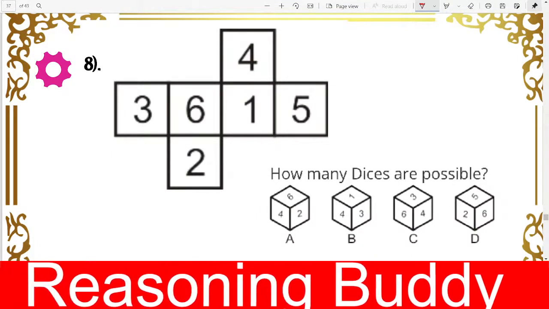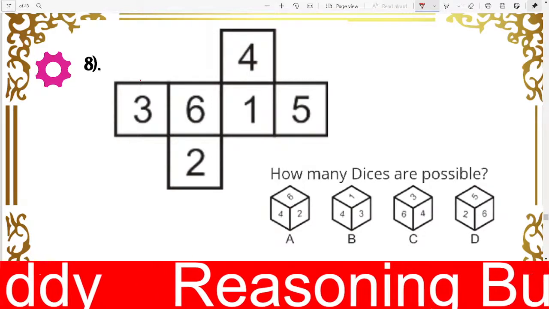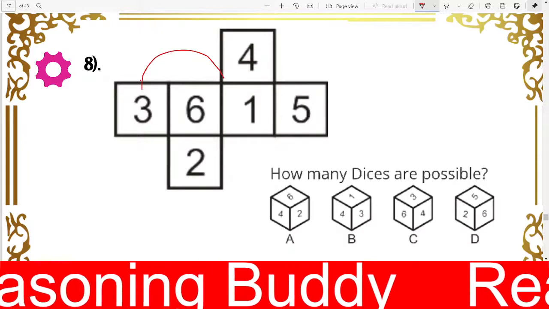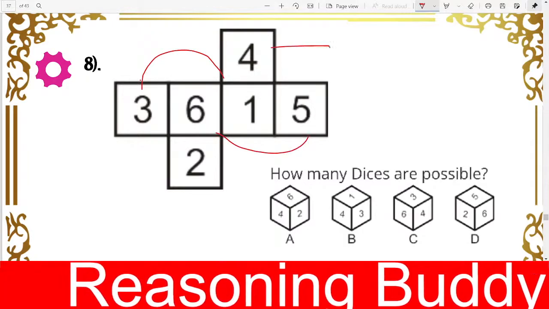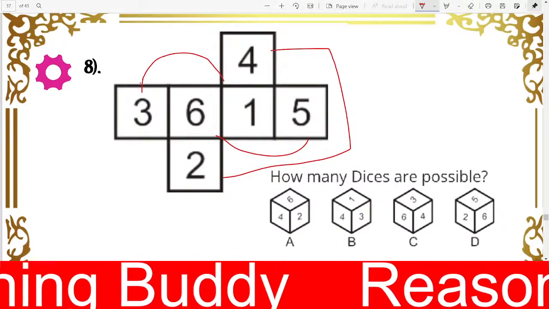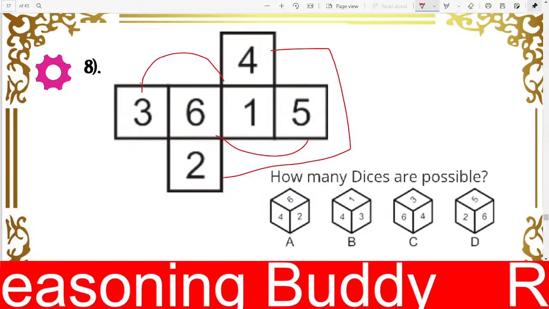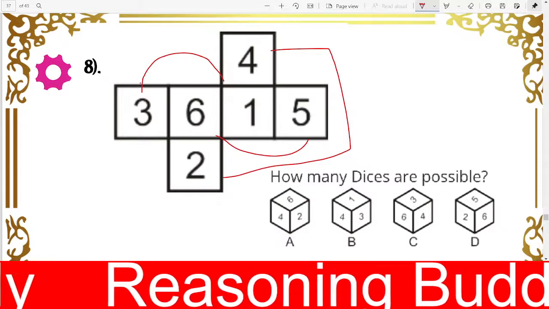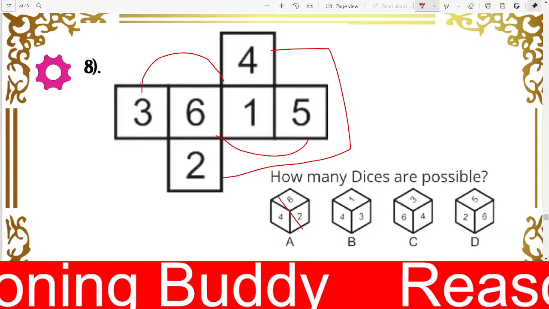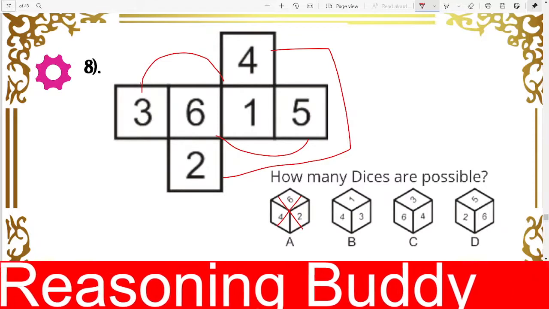Here you can see, select the opposite pairs, that is 3 and 1, 6 and 5, and the remaining 4 and 2. So how many dice are possible? Here 6 4 2. So 4 2 is an opposite pair, but they gave them as adjacent, so it is wrong.